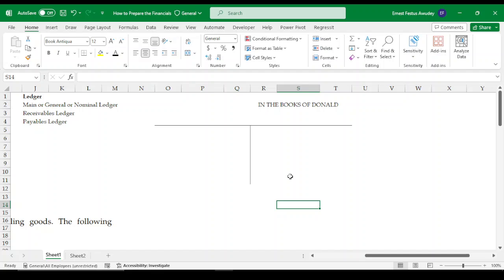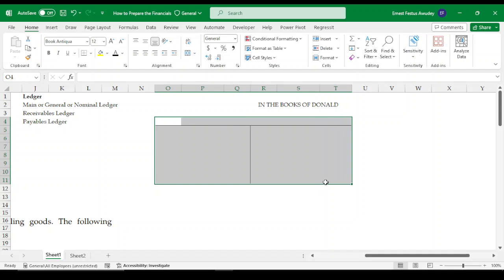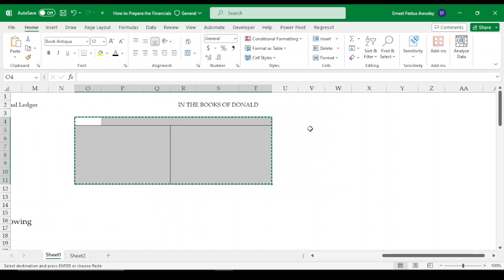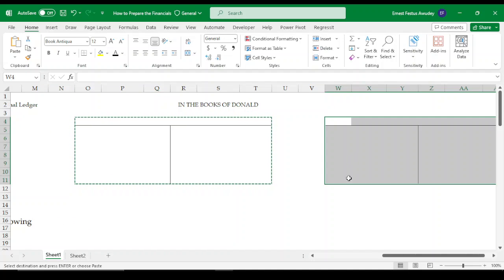So this is what we have. All right, so that is how you create a T account within your accounting system. We have our three sections here, and then what I'll do is duplicate this particular item. I'll copy it, move 1, 2, 3, and then paste there.